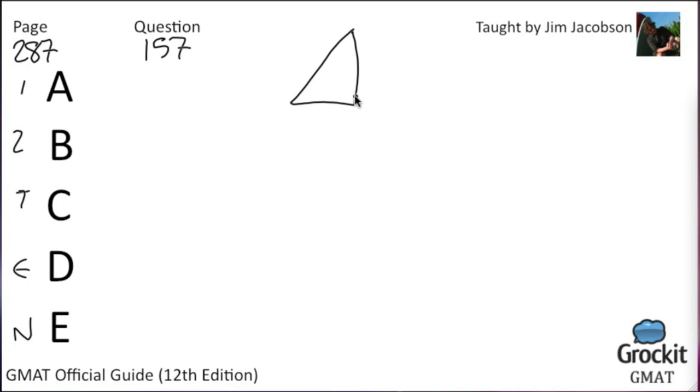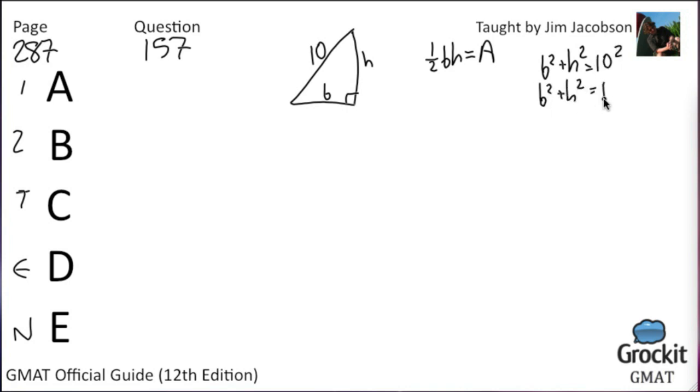We have the hypotenuse of a right triangle; the hypotenuse is the long side. What is the perimeter? So we'll just use the base and the height of the triangle. We would know, for example, that the area of the triangle is 1 half the base times the height. And we also know that b squared plus h squared equals the hypotenuse squared, 10 squared, so b squared plus h squared equals 100.